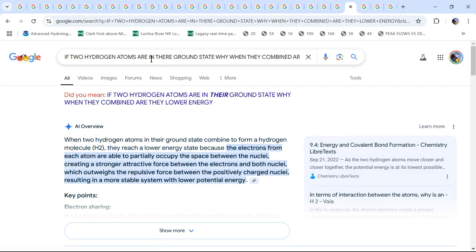If two hydrogen atoms are in their ground state, why, when they combine, are there lower energies? And yeah, this was the better one. It says because the electrons from each of the atoms are able to partially occupy the space between the nuclei, creating a stronger attractive force between the electrons and both nuclei. I think that's kind of interesting. I would almost want to see a picture of this. But that outweighs the repulsive force between the positively charged nuclei.